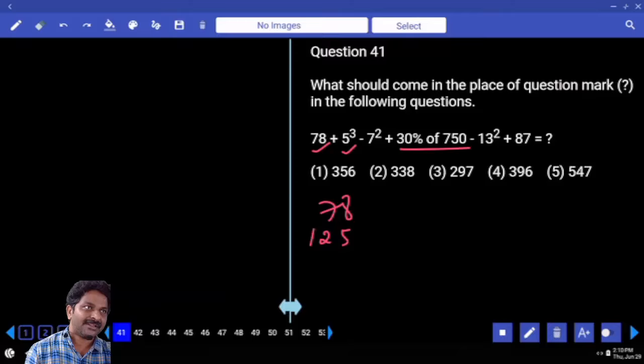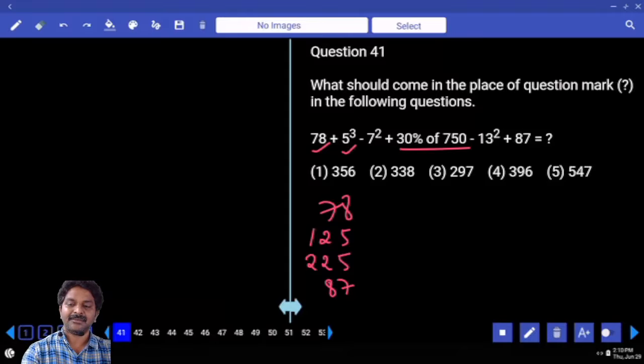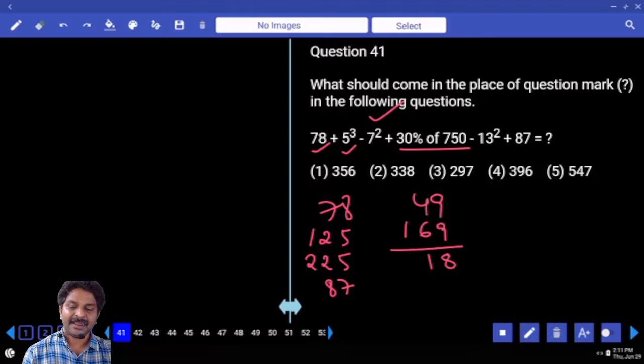10% multiplied by 3, 75 three times, 225, and the last one, 87. Those are the positive numbers. Negative numbers: 7 square, 13 square. So can we verify the last two digits? Yes, two digits are sufficient. This ends with 18.